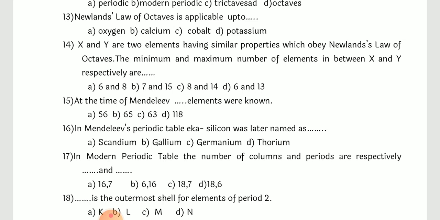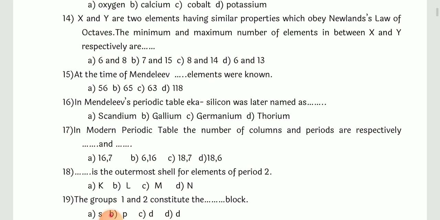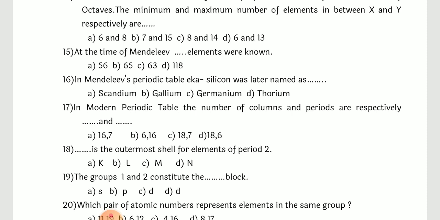15th one, at the time of Mendeleev dash elements were known. How many elements were known? 63 elements were known.